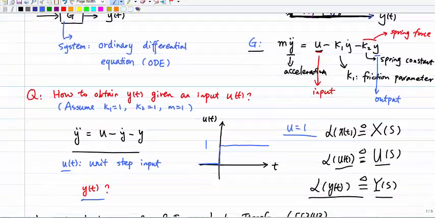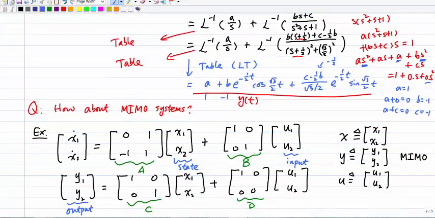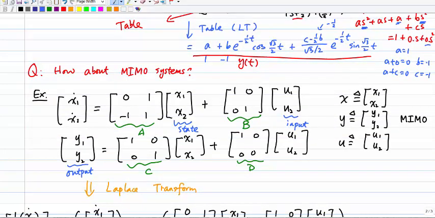In here, we're talking about a single input and single output system. What about if we have a multi input and multi output system? You can still use the Laplace transform and inverse Laplace transform to find the solution. So here's an example of a multiple input and multiple output system. I give you a system x1 dot, x2 dot, which is equal to this matrix times x1, x2. I call this the A matrix, plus B matrix times u1, u2.